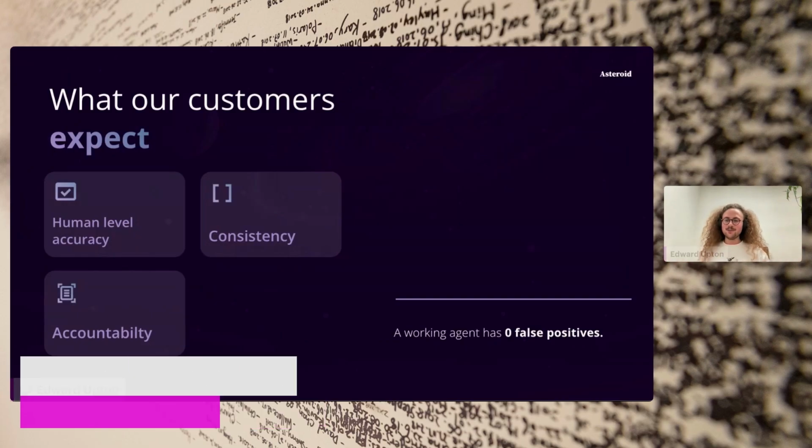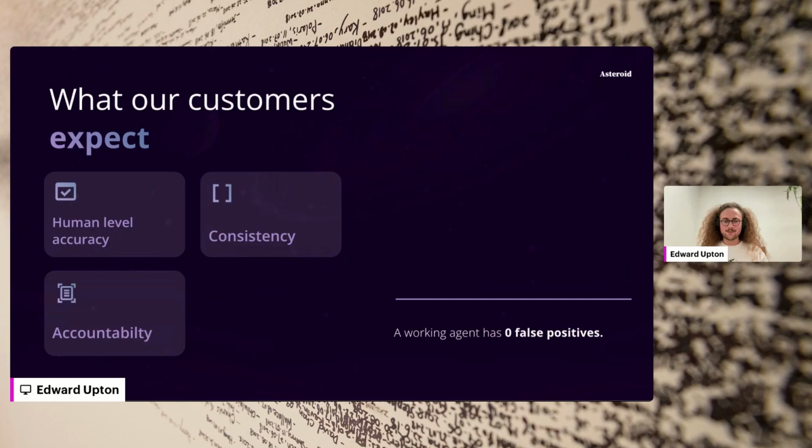So from a high level, our customers nowadays expect to replace human tasks with agents, but with the same qualities that a human would have. That includes human level accuracy. So they expect the same kind of performance from the agents as a human would, adapting to changes and properly understanding the context of the domain they're using. Consistency, so if you provide the same inputs, you get the same outcome. And accountability. When there's a human doing the work, you fully expect them to be the one you can blame if something goes wrong.